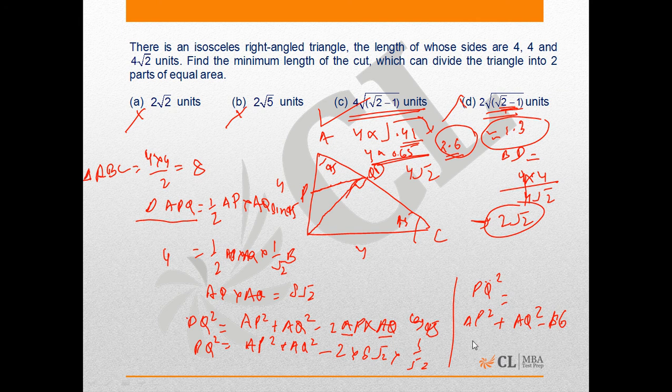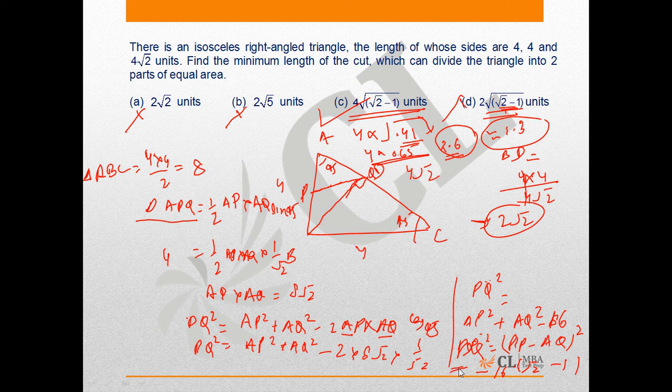On further simplification, we will get PQ square equals AP minus AQ whole square minus 16 into 2 root 2 minus 1.